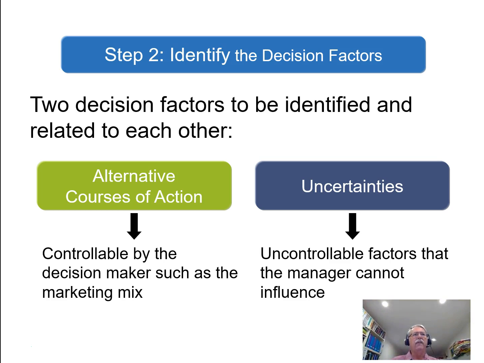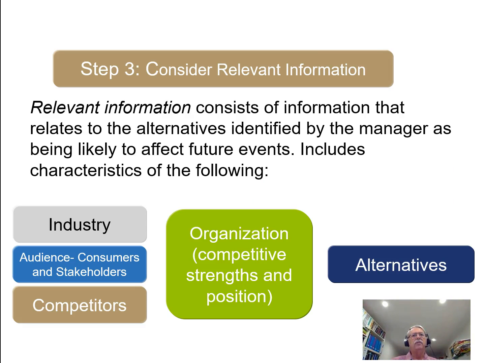When you identify the decision factors, there are 2 major factors which have to be looked at. The first one are those factors which are controllable by you as the decision maker, such as the marketing mix. And these are the things that you can manipulate, but there are a whole bunch of uncontrollable factors out there which lead to uncertainties, and you have to understand what those uncertainties are and potentially what the likely impact of those uncertainties is on your business idea or the product or the service or the idea that you're looking at. The relevant information is your understanding of the industry, your understanding of the audience, your understanding of the competitors, and your own organisation and what the alternatives are.